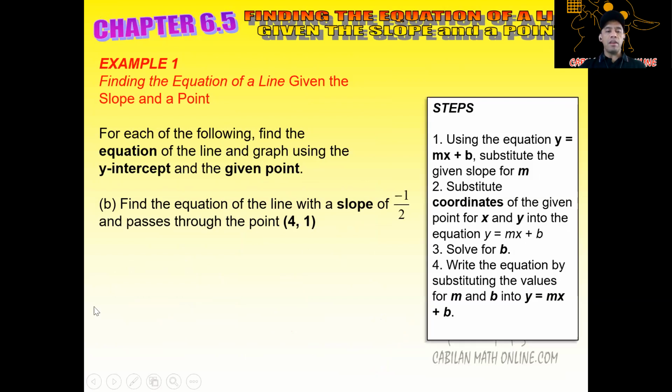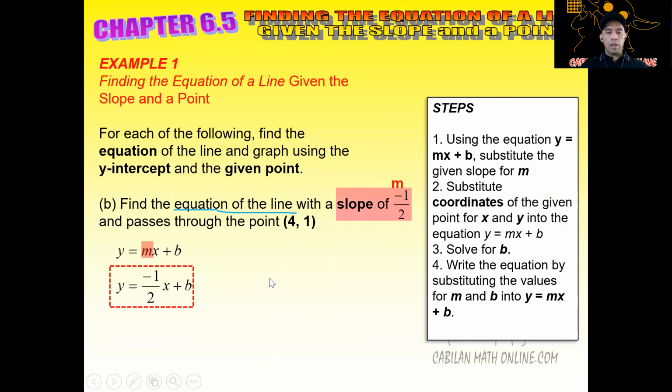Now again, anytime you hear equation of a line, always make sure the first thing that you need to write down is y equals mx plus b. Whatever you do, that's the first thing that you must do. Now, once you do that, take a look at the rest of the question and see what pieces of information you have. As you read this question, we are given a slope of negative 1 over 2. So remember that once you're given the slope, that goes in for the m. So that's our first step, just replacing the m with the slope.